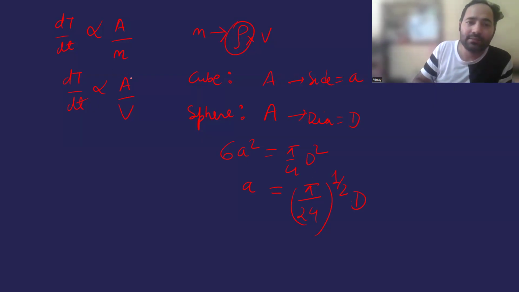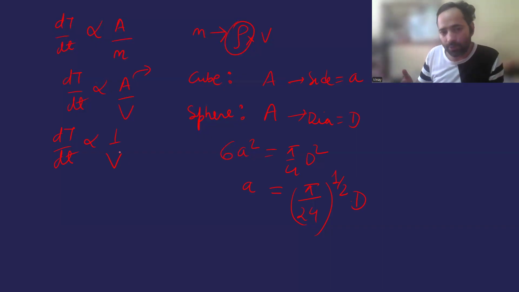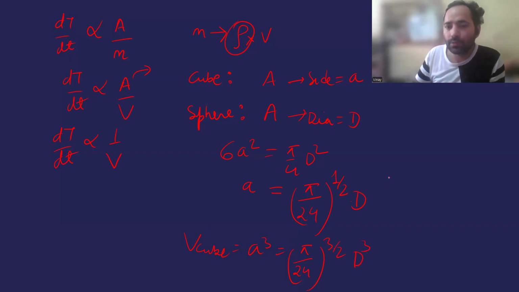By the way, if area is the same, go one step further: dT/dt is inversely proportional to the volume of the body. Now you have to find the volume. So the volume of the cube, cubing the side, what will come? Pi by 24 to the power 3/2 d cubed. Now, what is the volume of the sphere?